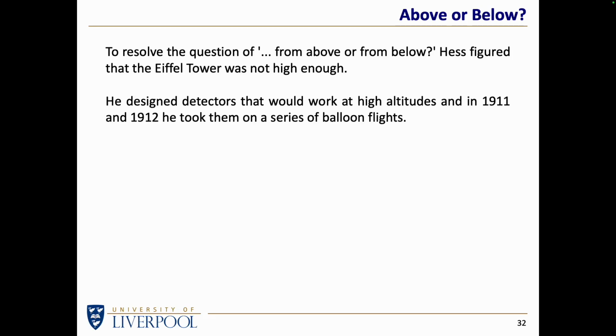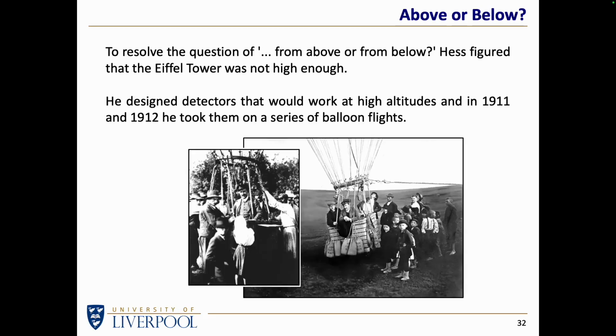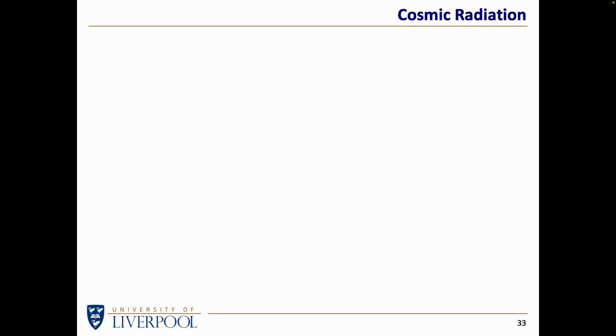He had the idea, you go up in a hot air balloon, and then you can go much higher than the Eiffel Tower. So in 1911, 1912, he took a modified electroscope up in a balloon to see whether or not radiation levels appear to change when you go away from the ground. If they go down, that implies that the radiation is coming from the ground. If they go up, it implies the radiation is coming from the sky or higher. So he did some balloon flights.